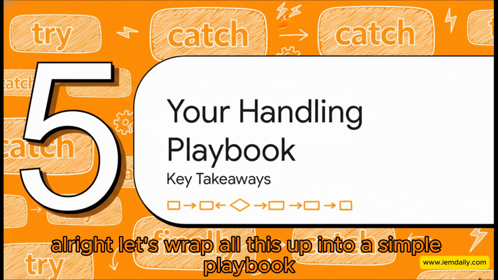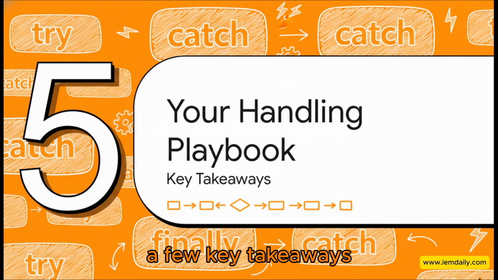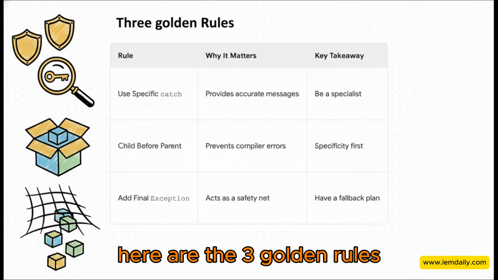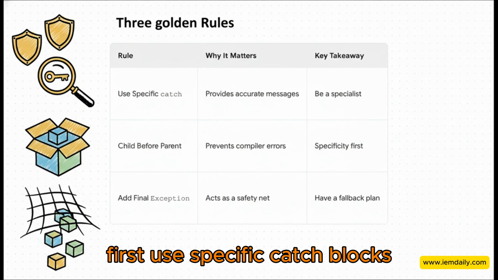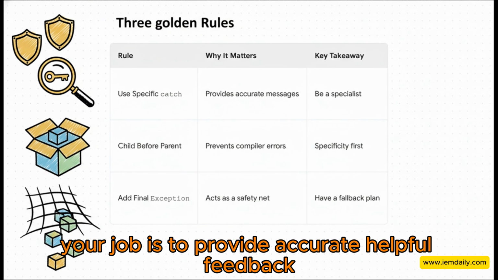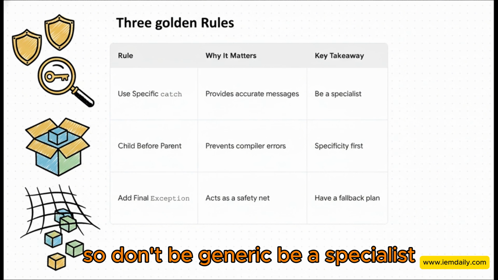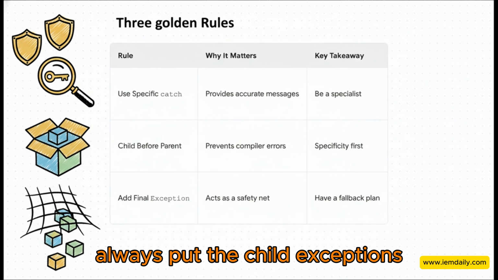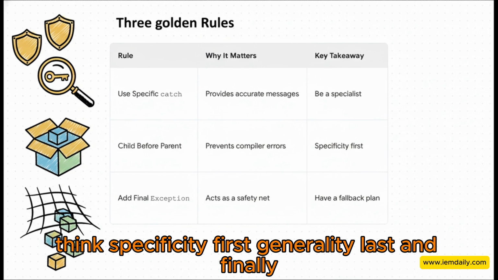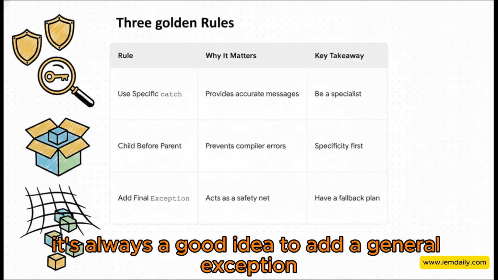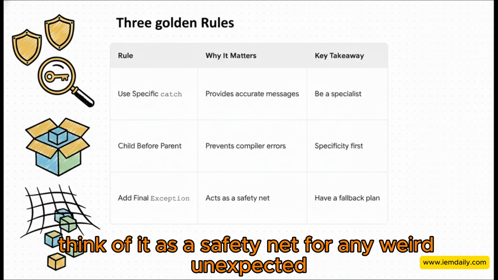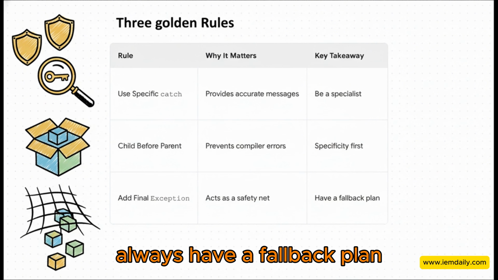All right, let's wrap all this up into a simple playbook. A few key takeaways that'll help you get your exception handling right every single time. Here are the 3 golden rules. First, use specific catch blocks. Your job is to provide accurate, helpful feedback, so don't be generic, be a specialist. Second, the order matters. Always put the child exceptions before their parent exceptions. Think specificity first, generality last. And finally, it's always a good idea to add a general Exception catch block at the very end. Think of it as a safety net for any weird, unexpected errors you didn't plan for. Always have a fallback plan.